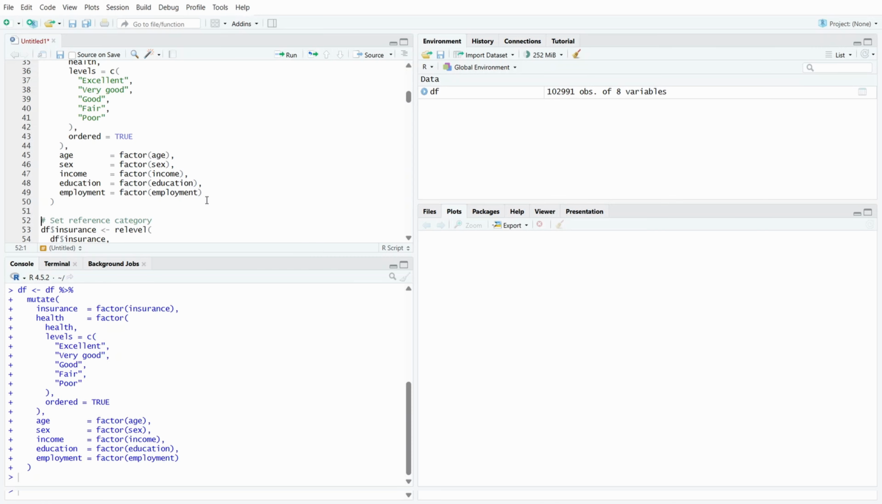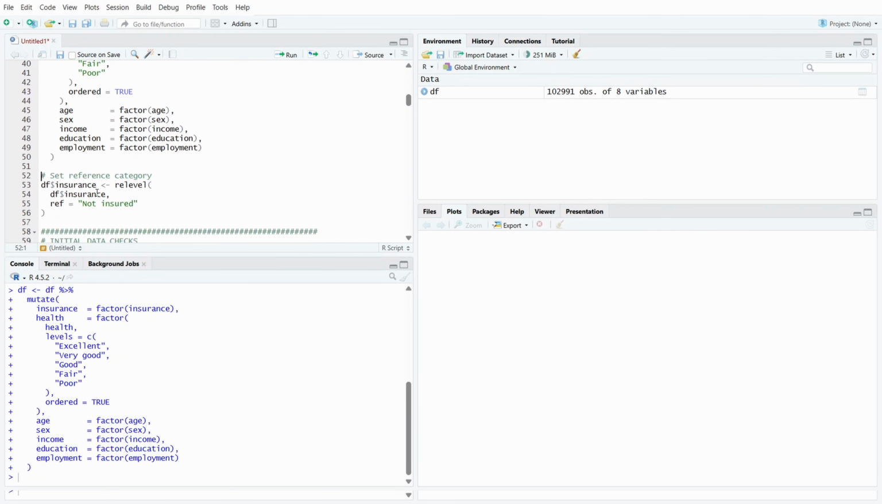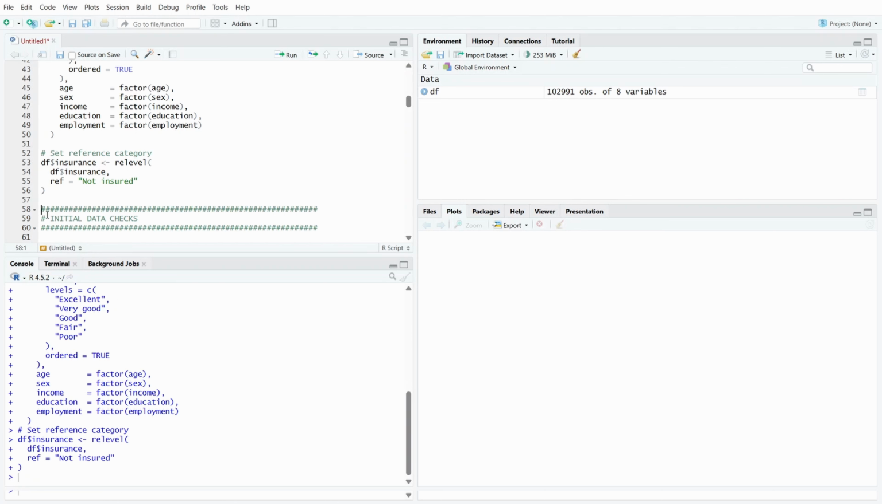Finally, we change the reference category for the insurance variable using the relevel function. We set not insured as the reference group. This step is important because future regression models will compare insured respondents directly against uninsured respondents. As a result, the coefficients and odds ratios we estimate later will describe how insurance status changes the likelihood of poor health relative to people without insurance.